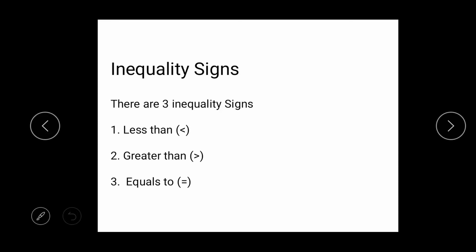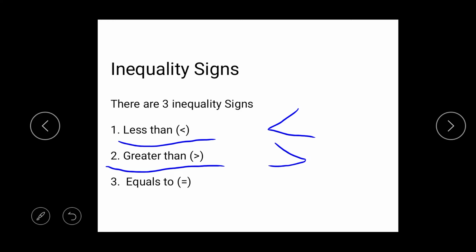We have the less than, which is drawn this way. You can see it looks like the letter L, but it's not the letter L. So this is less than. The second inequality sign is greater than, this way. This is greater than. And the last one is equals to. We are very familiar with equals to. So those are the signs we're going to be learning about.